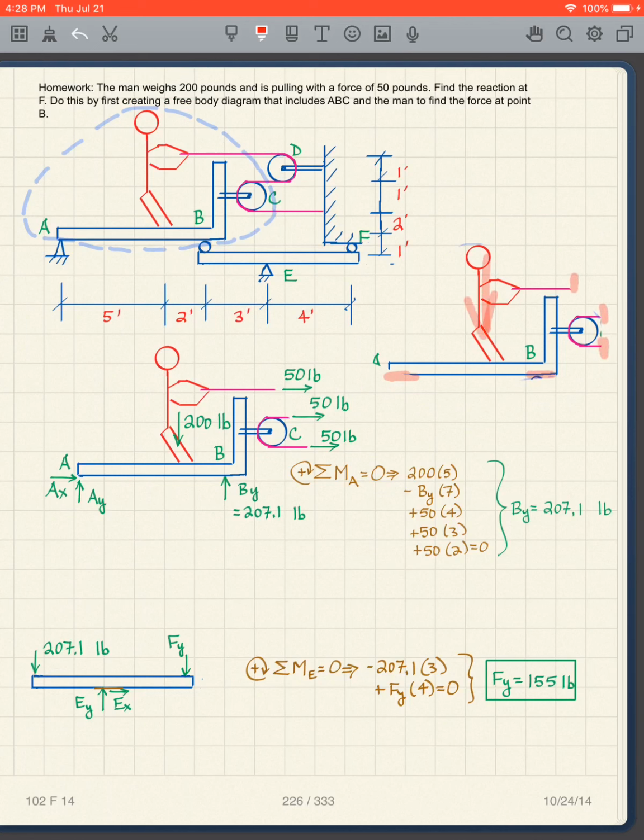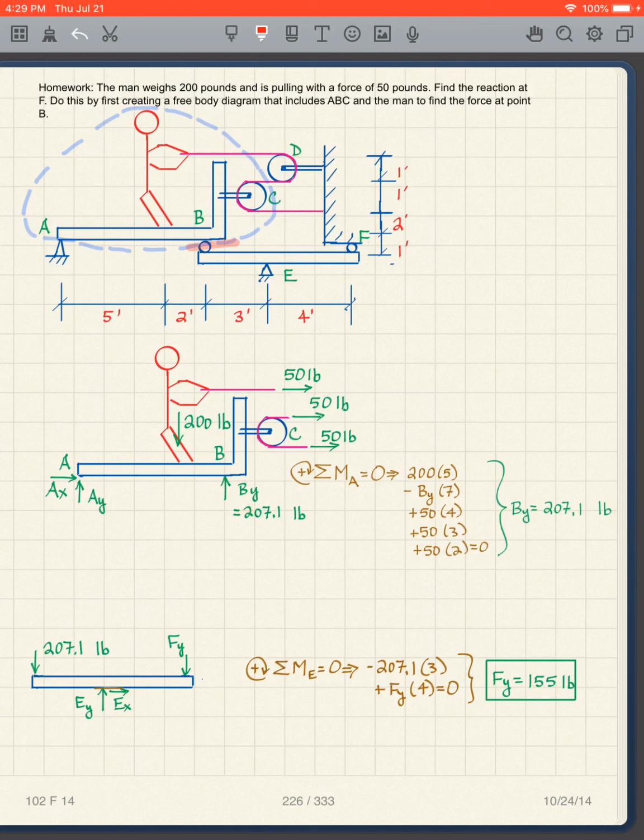The man weighs 200 pounds, so that's what you need to add forces wherever you made cuts and put on the 200 pounds. So that is the method that you use to get a free body diagram that looks slightly complicated. It's not. So since I made a cut at A, I put in my AX and AY. And since I made a cut at B, I put in a BY.